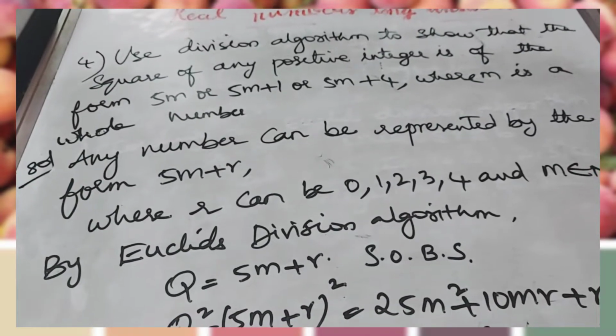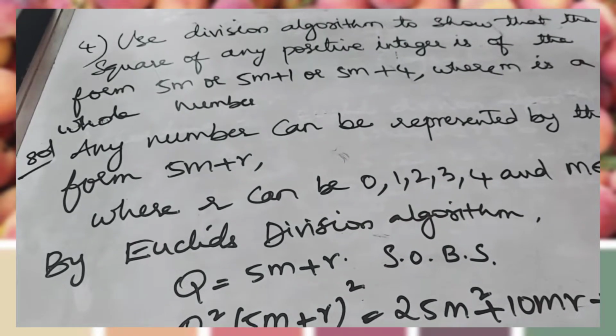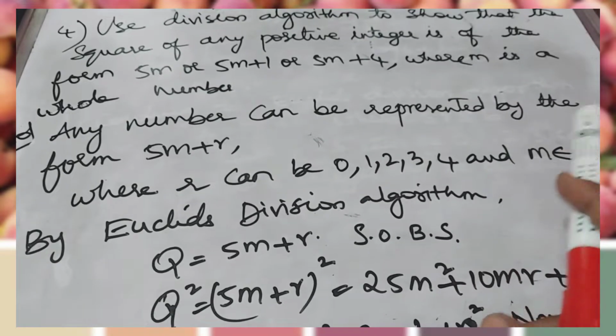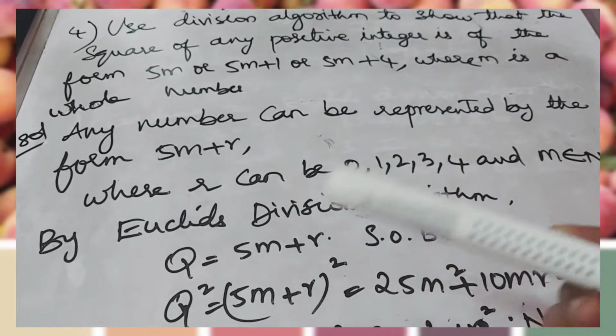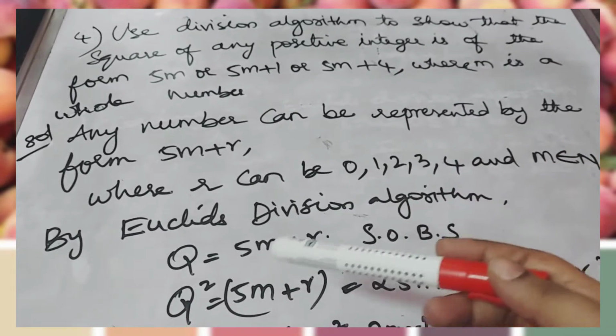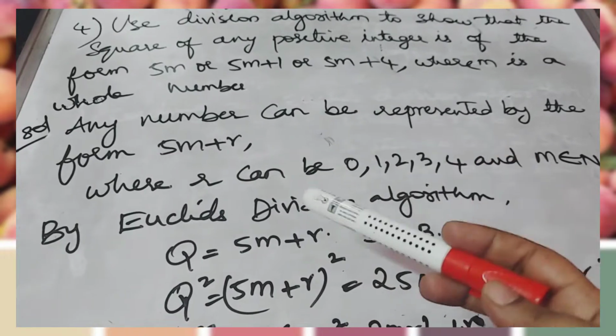Now the fourth sum: use the division algorithm to show that the square of any positive integer is of the form 5m or 5m + 1 or 5m + 4, where m is a whole number. The values can be changed in the exam; it can be given as 6m or 8m. Any number can be represented by the form 5m + r.